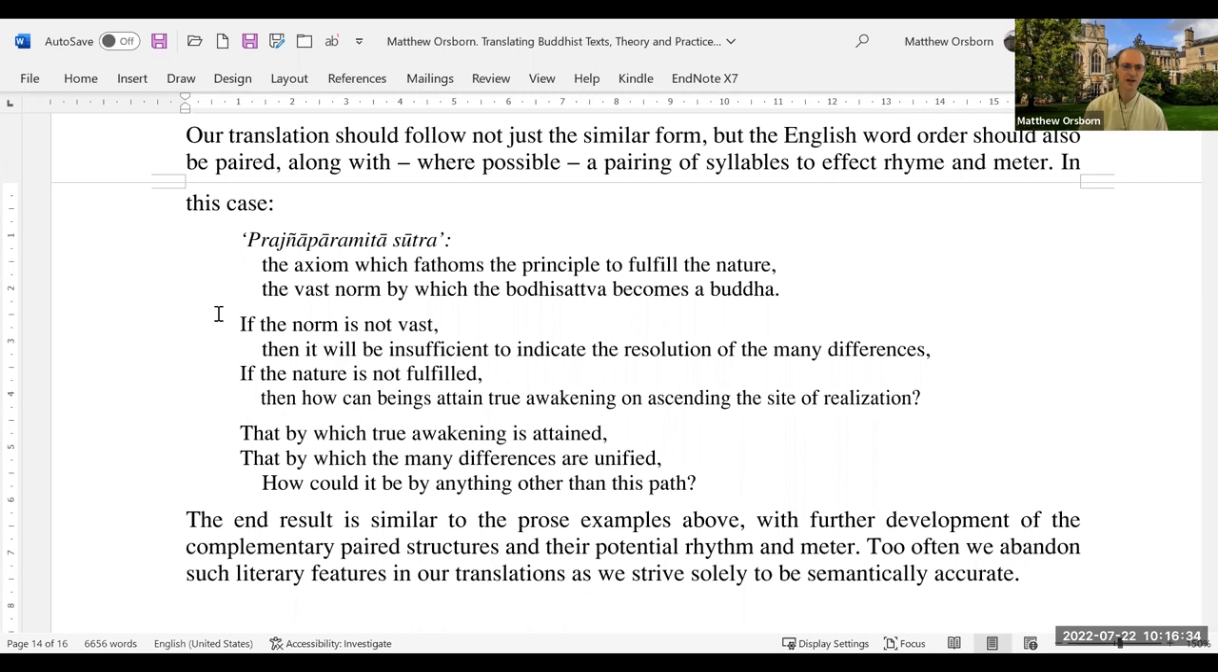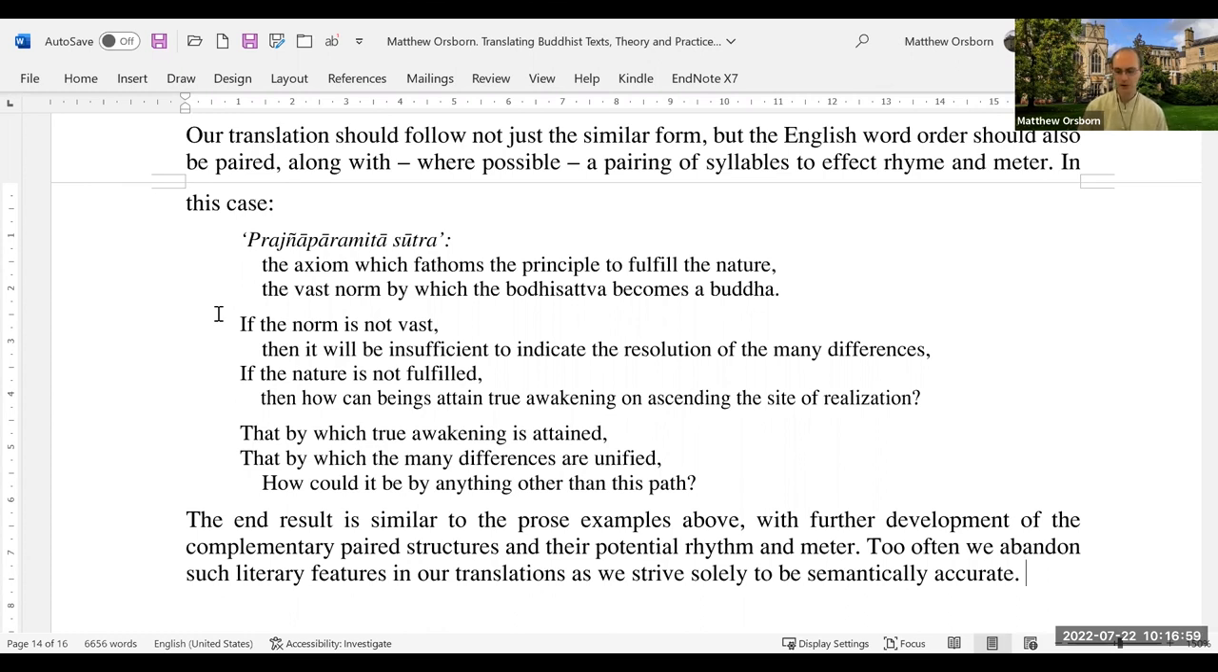But if you think of that as a text that would be recited, right, you need that rhythm, you need that meter. That's part of the whole practice of reciting. This is the way in which Buddhists practice and use these texts, and we should keep this in mind. A really nice translation would also preserve those as well. Now, of course, it's going to be very difficult, but we should keep that in mind.